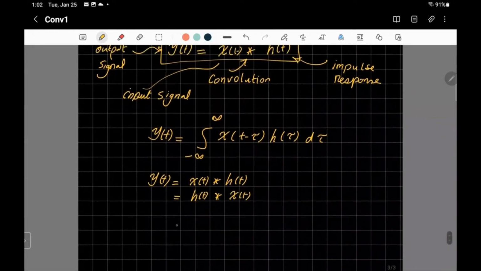But you can express it with a different integral, again from negative infinity to infinity. Instead of x of t minus tau, you write h of t minus tau, and instead of h of tau, it will be x of tau. You will get the same result. You can use either expression, and I will tell you when you can use each one. Of course, you can use both. In any situation, you'll get the same result. But there is some advice about when to use the first or the second.